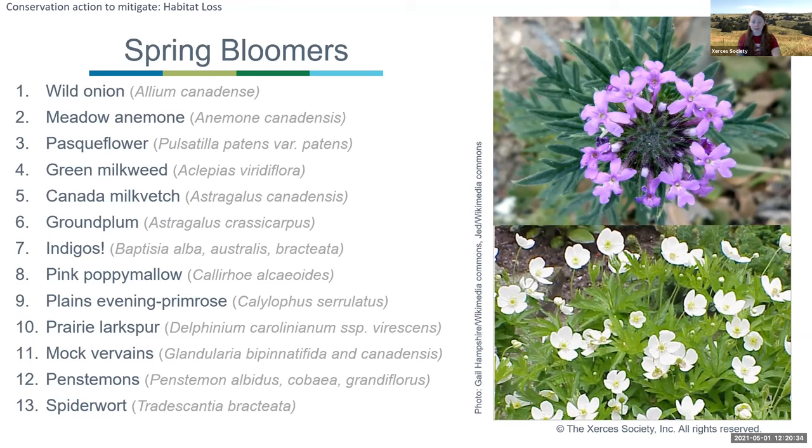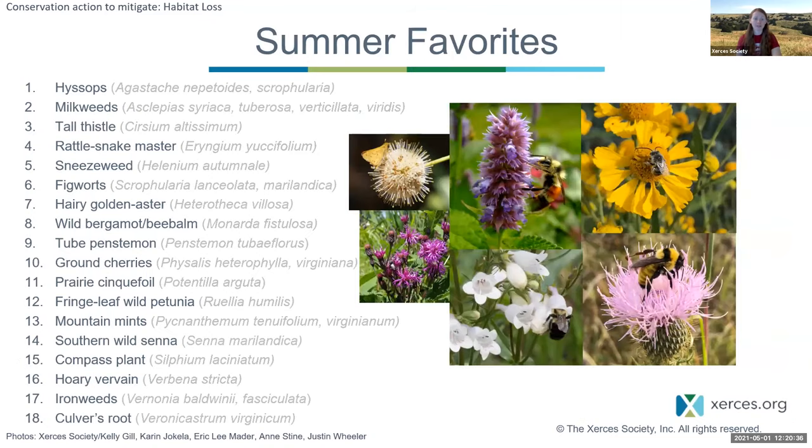And then as we move into summer, there's a lot of options. This is definitely not all of the options, but here's a few that Ray Powers put together, our habitat person on the ground here. Hyssops, milkweeds, tall thistles. A lot of people tend to think that thistles are a weed.